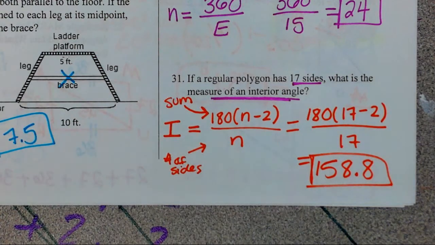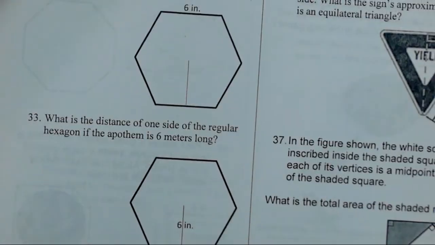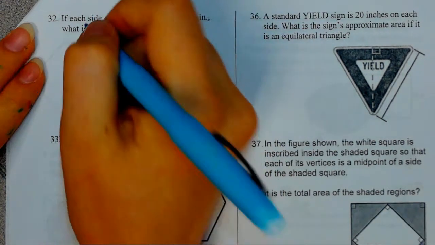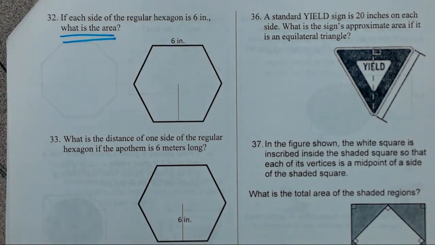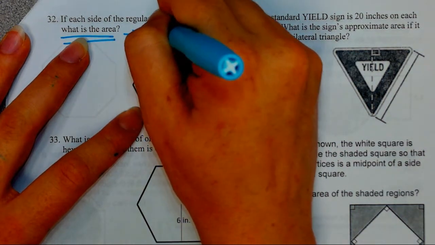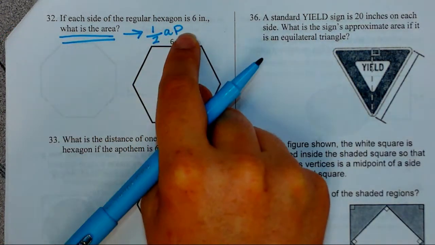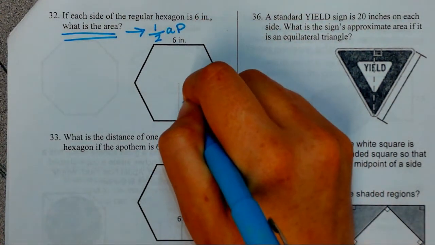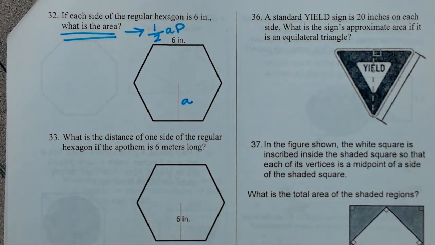Okay, next one. Flip it over. So we're going to get into these problems that are all about regular kinds of shapes. This question is asking us to find the area of this regular hexagon. The area formula for a regular hexagon is 1/2 AP, where A stands for your apothem and P stands for perimeter. So before we do anything else, we need to get the length of the apothem.